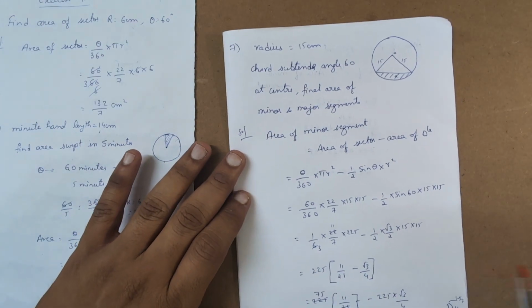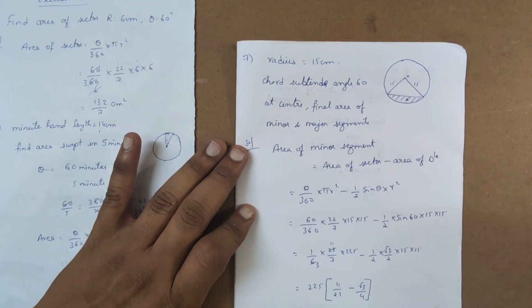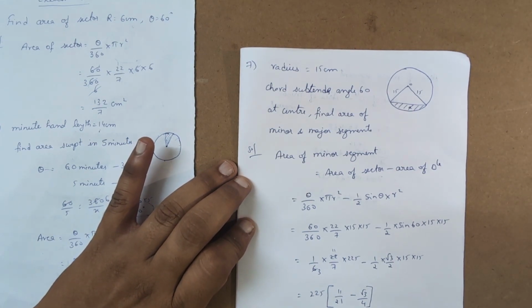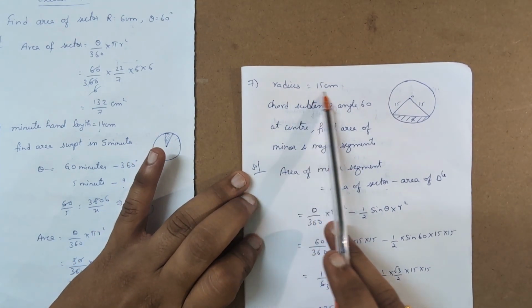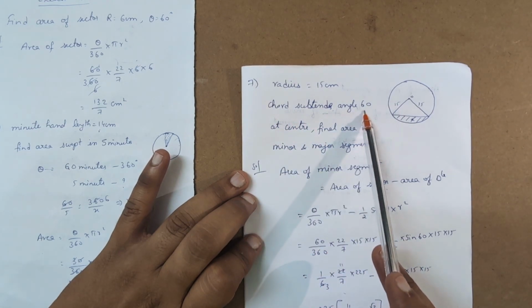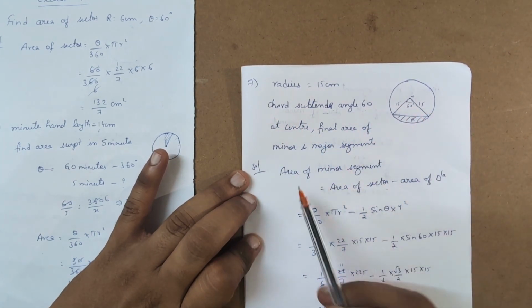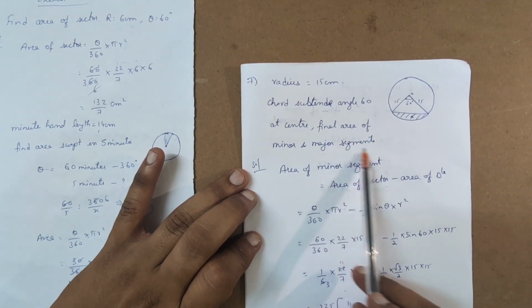Let's see another type. For the segment type questions, how we have to solve. So I'm taking an example of the 7th question here. In the 7th question, we can see they have provided the radius. They have provided a chord that subtends an angle of 60 degrees at the center, that is, this angle is 60 degrees. Find the area of the minor and major segments.